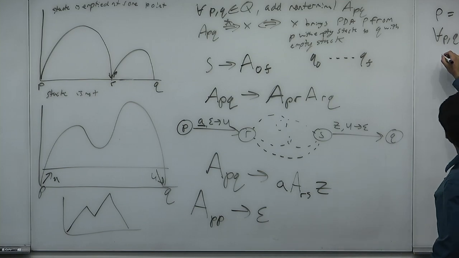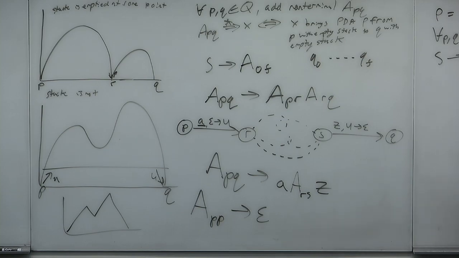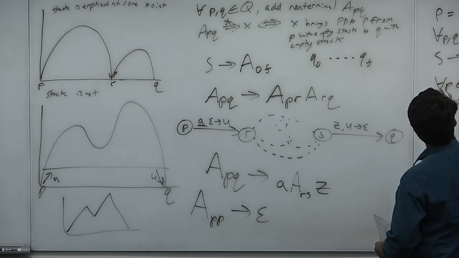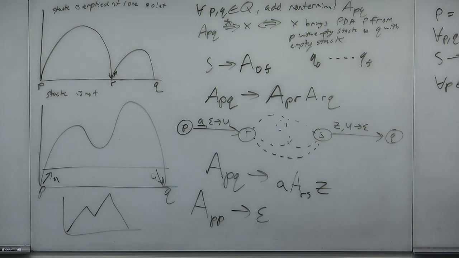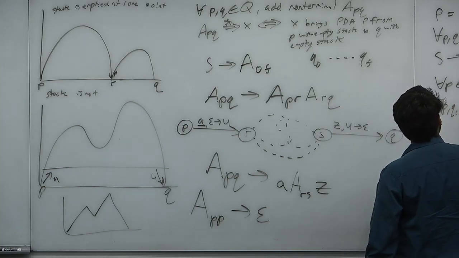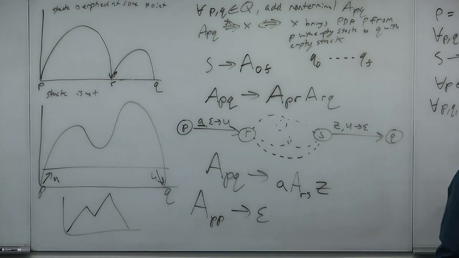Then we can add S goes to A q0 qF, or in fact, we could have just said S is A q0 qF, it doesn't particularly matter. And then for all p that are states, add production APP goes to epsilon. The empty string will always bring a PDA from state p to state p. We'll need this as a base case in our inductions. And for all p, q, r in Q, you add production APQ goes to APR ARQ.